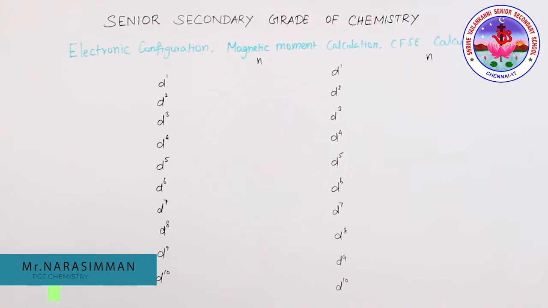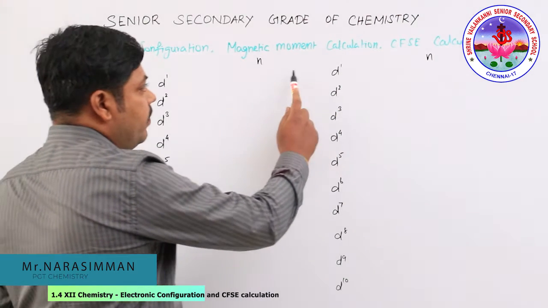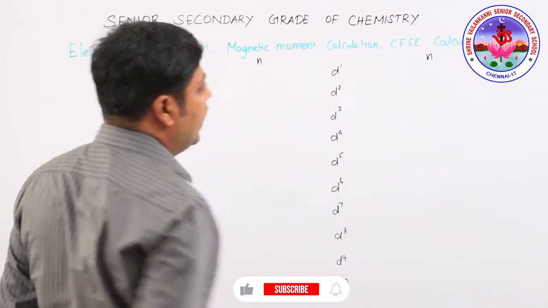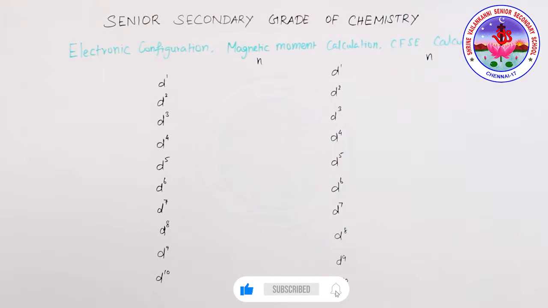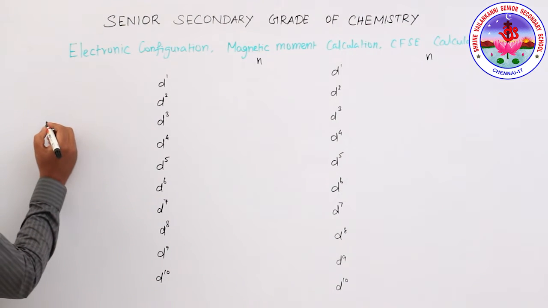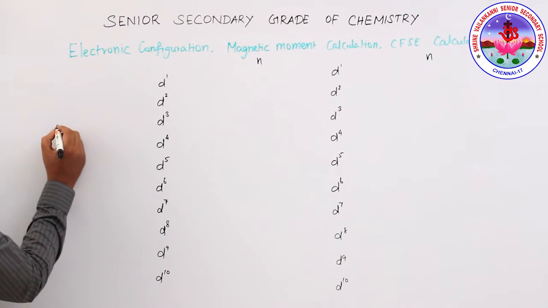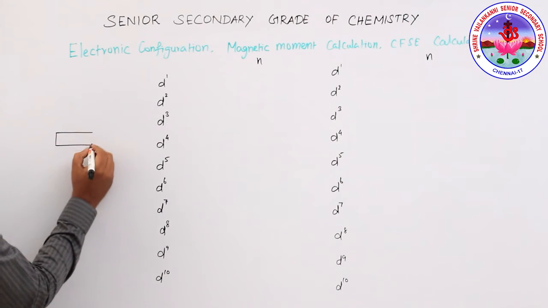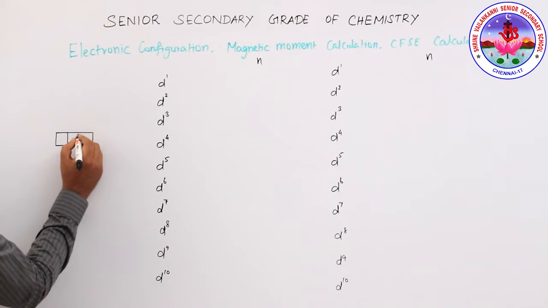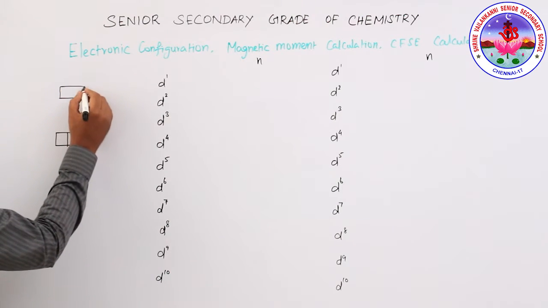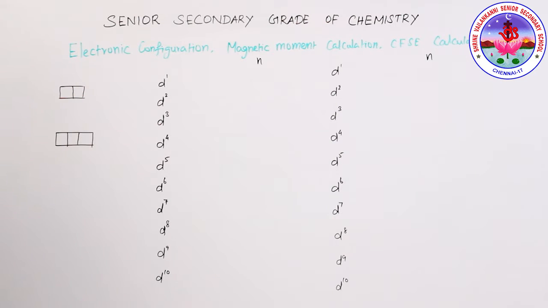See, writing the electronic configuration, magnetic moment calculation, and the crystal field stabilization energy calculation. How will we do it? See, for octahedral complexes, you know we already discussed the CFSE: the energy gap. The 5 d orbitals split up into two sets. One is the T2g orbitals, another one is the Eg orbitals.